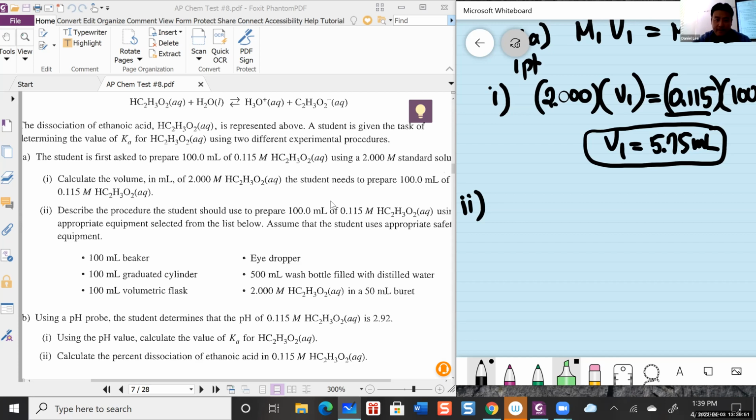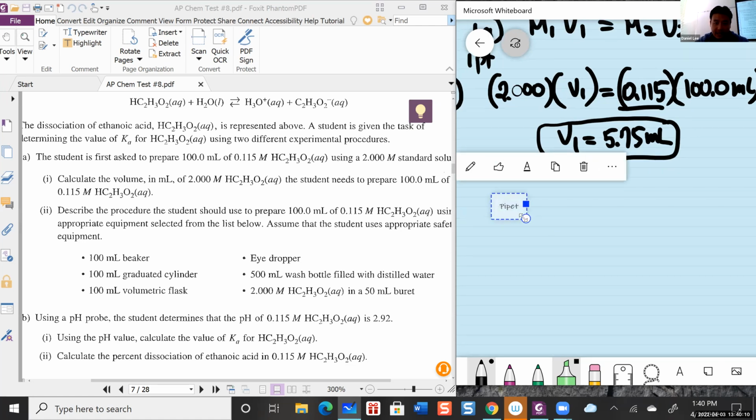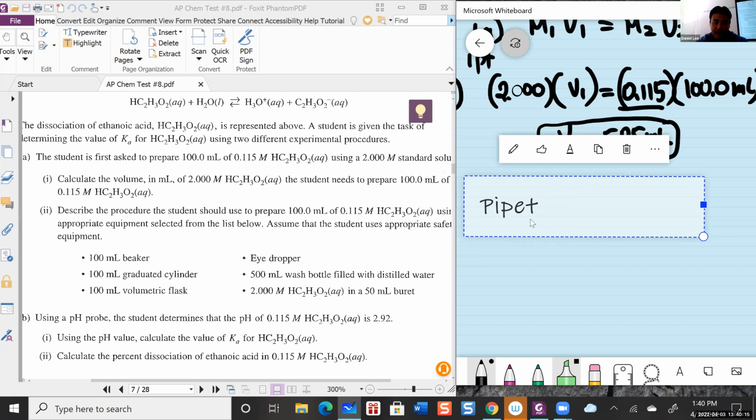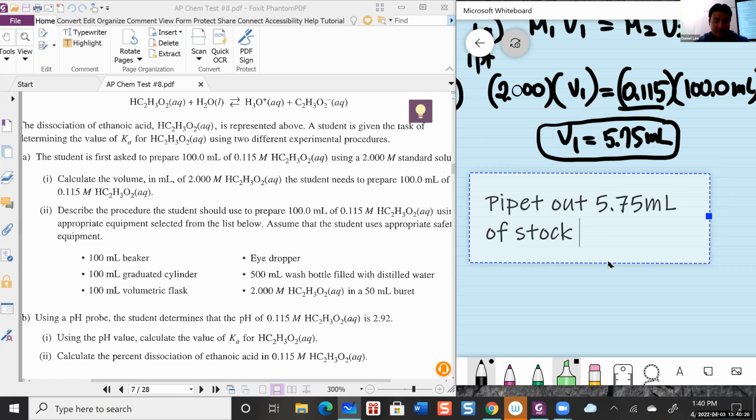So we can type up our procedure, and I want to use the terms here, the equipment. By no means do you have to use every single piece of equipment, of course. Just pick whatever you need. Minimum, some extra, doesn't matter. So you want to use the word transfer, or pipette. Remember, pipette is how you can get stuff out, like that straw pipette. You can pipette out 5.75 mil of the stock acetic acid solution.